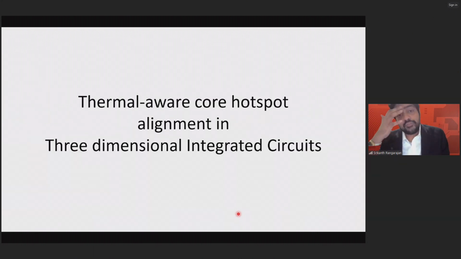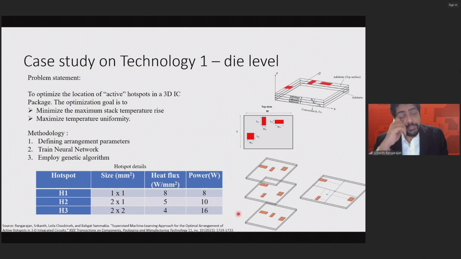And the next study we have done is thermal-aware core hotspot alignment in three-dimensional integrated circuits. Three-dimensional integrated circuits are becoming more and more popular, and we have done some studies based upon AI. We had this three-stack three-dimensional integrated circuit with hotspots of different sizes and different fluxes, dissipating different power. And we wanted to optimize the position of these hotspots so that it becomes a thermally aware design.